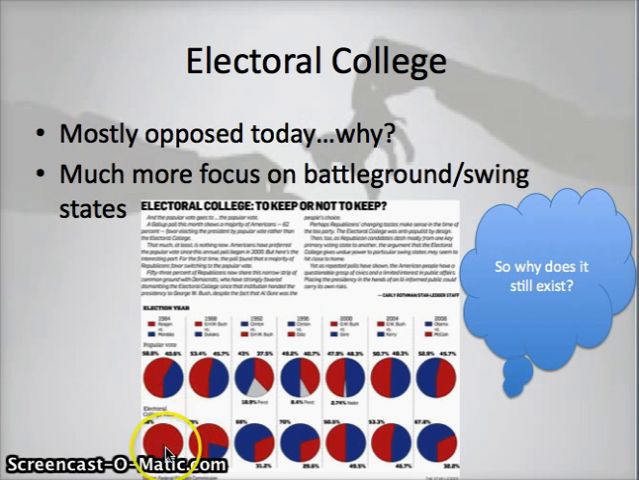Because as we see here with the electoral vote, with the exception of the 2000 election, we see that most of the time the winner is much more obvious than it would be with the popular vote. All right, last slide here.